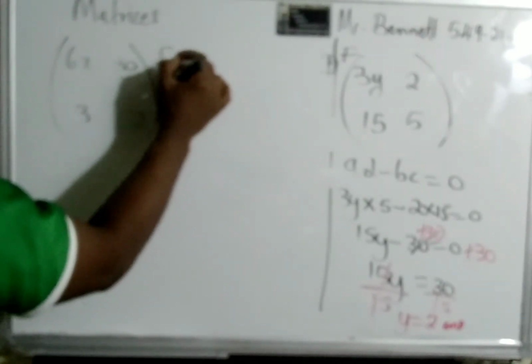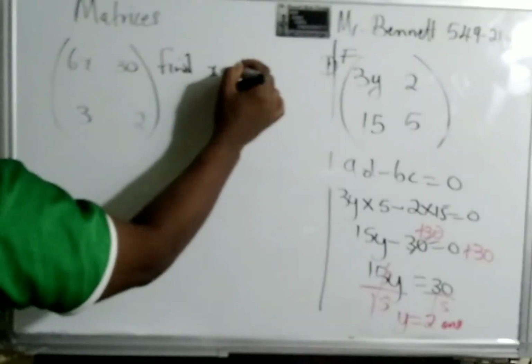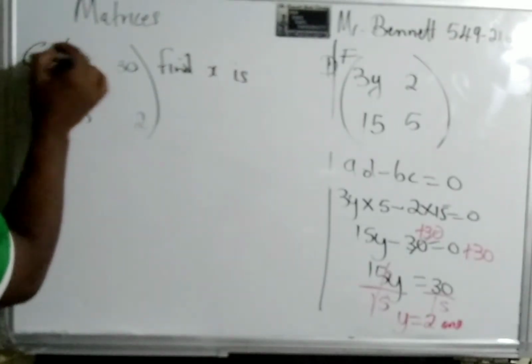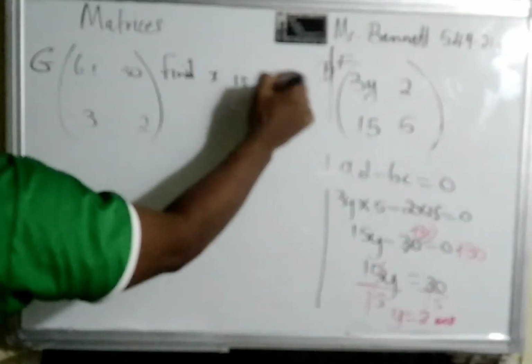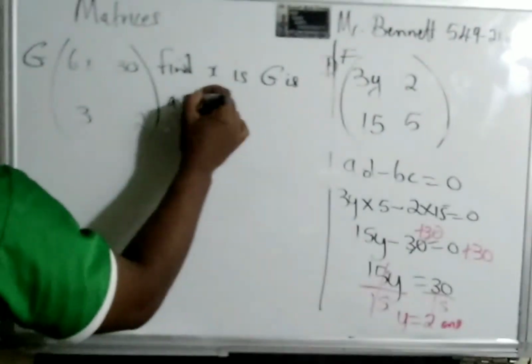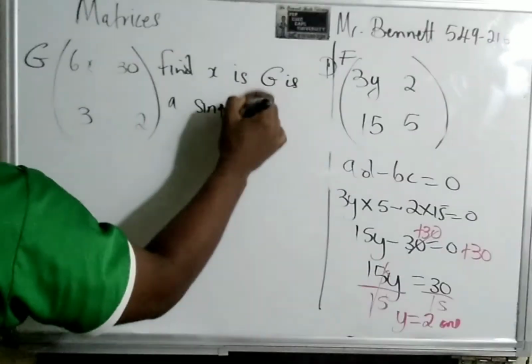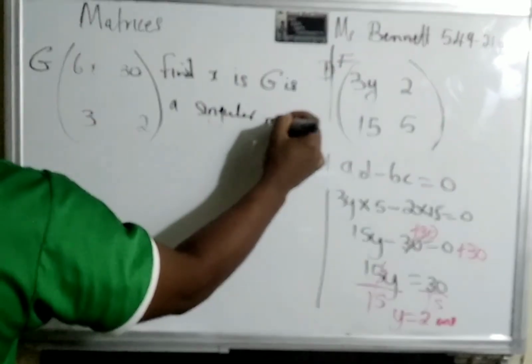So find x. We call that one G, because you know I'm a real G. Find x if G is a singular matrix.